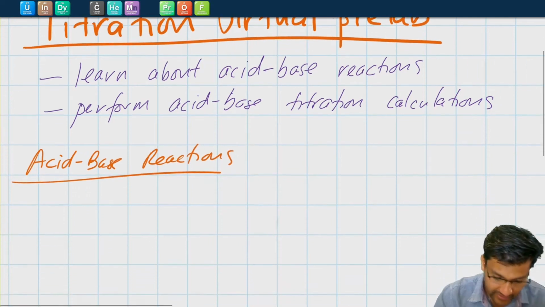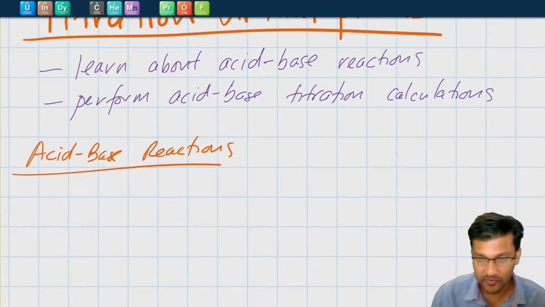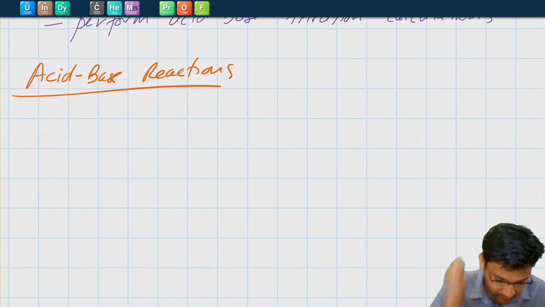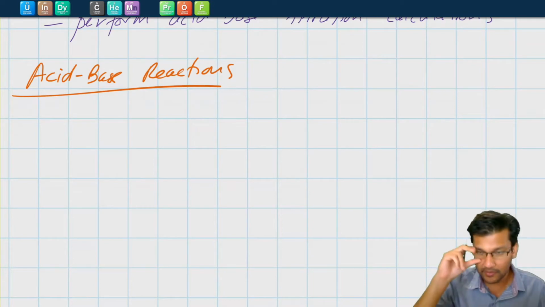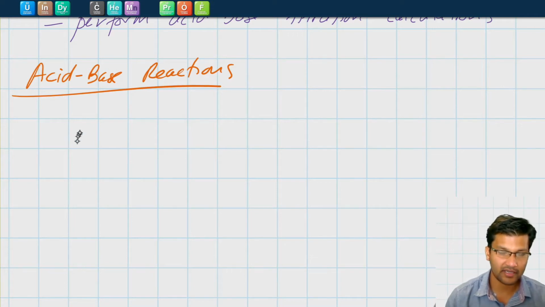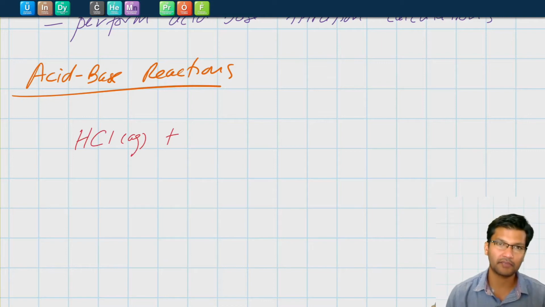So you may have already touched on this in class, some of you may not. For those of you still wondering, an acid-base reaction is simply a reaction between an acid and a base. An acid, according to the Arrhenius definition, is any compound that produces H+ ions when dissolved in solution, like HCl, hydrochloric acid. And a base, according to the same Arrhenius definition, is any compound that produces OH- ions when dissolved in solution, like NaOH.